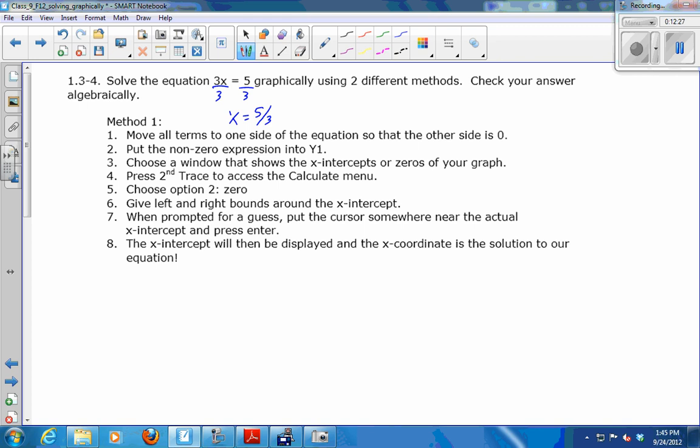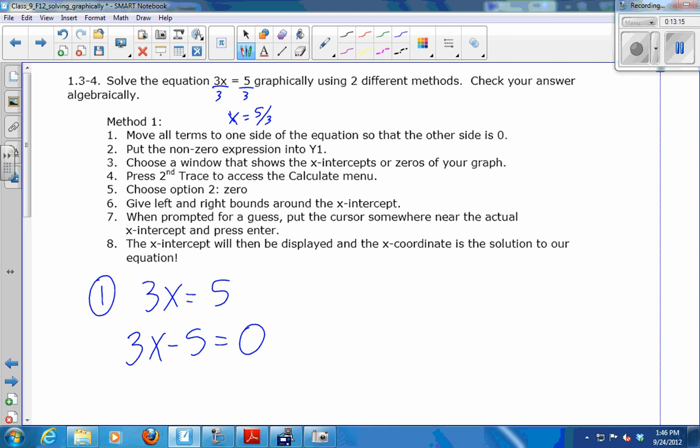All right, so this is easy to solve algebraically, but I'm going to use this easy equation to show you how to solve using 2 new methods that you're graphing with your graphing calculator. So we'll start with an easy one, move on to some harder ones once you have the method down. So method 1 is to move all terms to one side of the equation so that the other side is 0. So if I have 3x equals 5, working on step 1 here, I want to move the 5 to the other side, or move the 3x to the other side, doesn't matter. I just want one side to be 0. So I have 3x minus 5 equals 0.